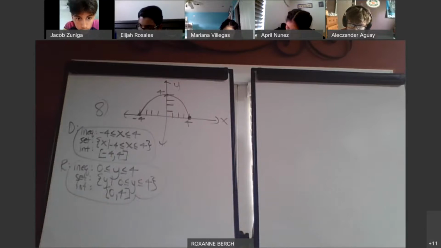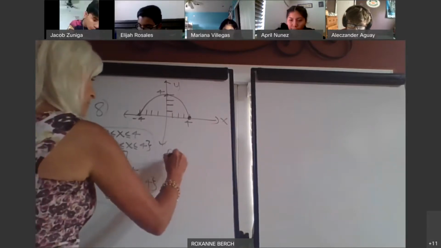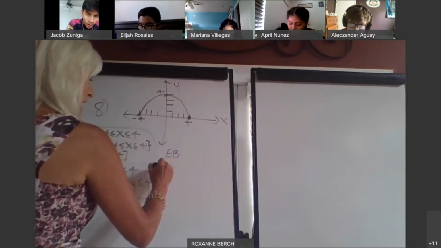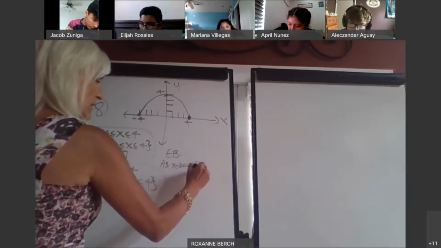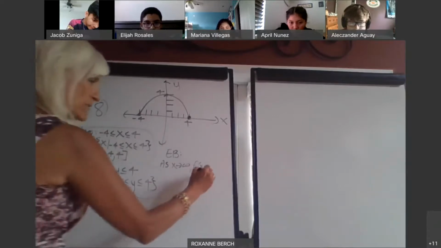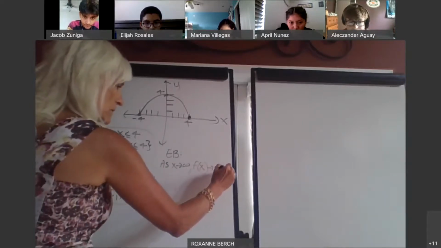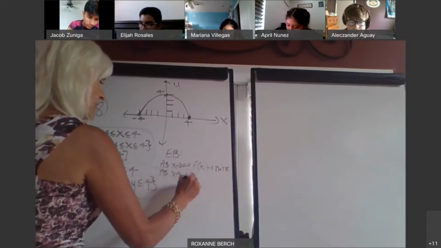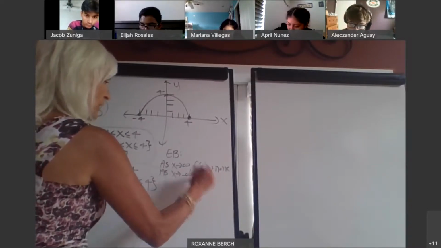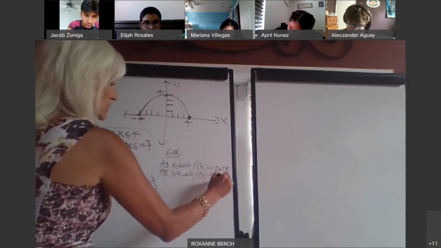Okay, and finally, the last thing is the end behavior. As x goes to the right forever, there is no end behavior. As x goes to the left forever, what's the function doing? Stopping. So there's none.